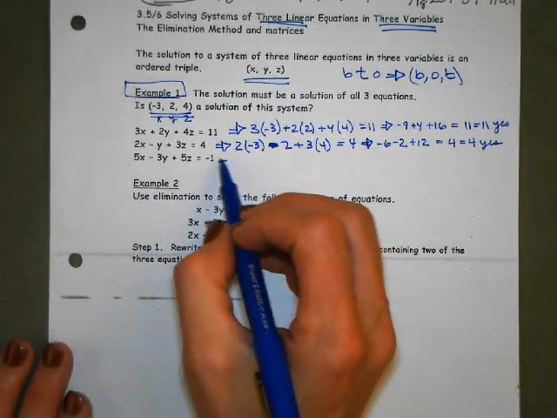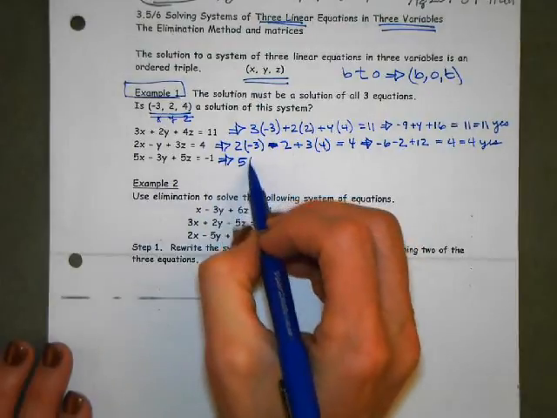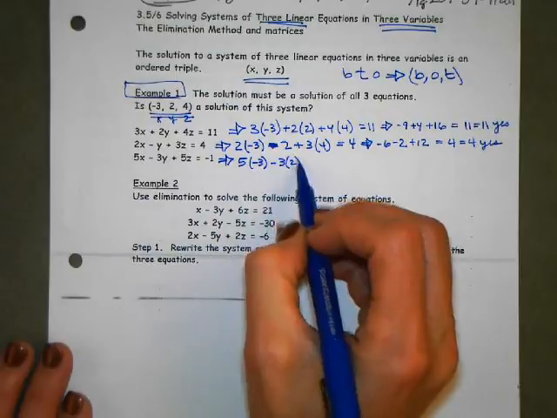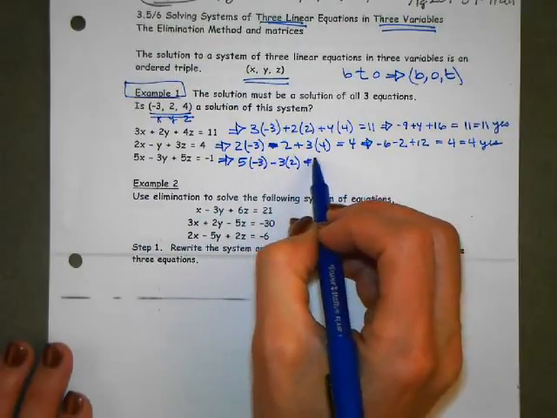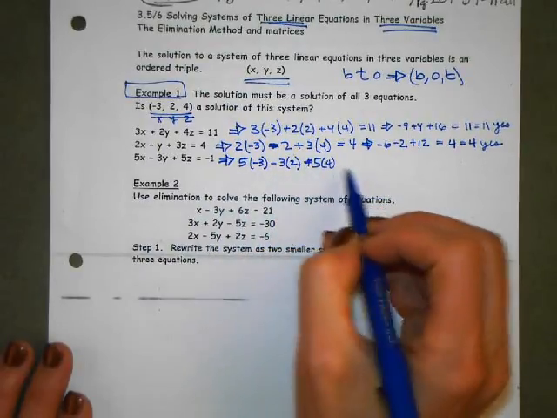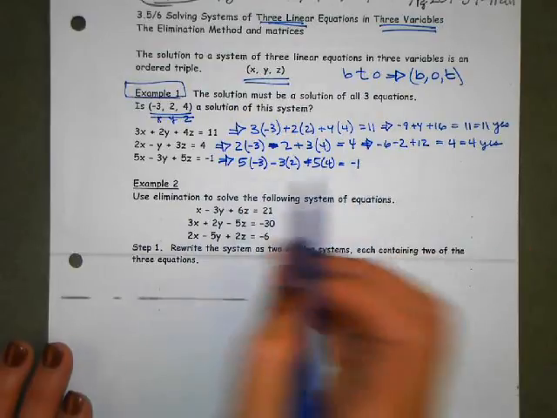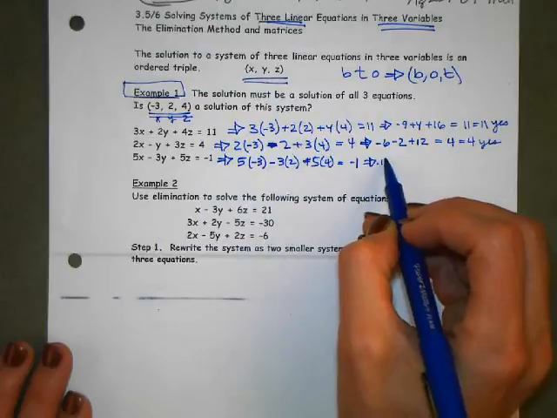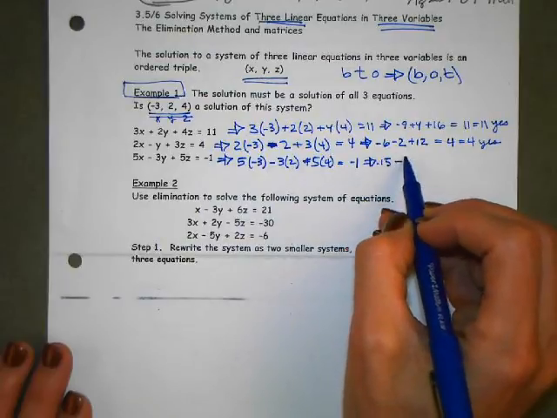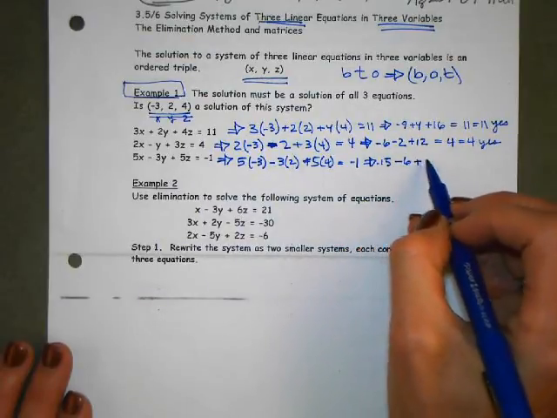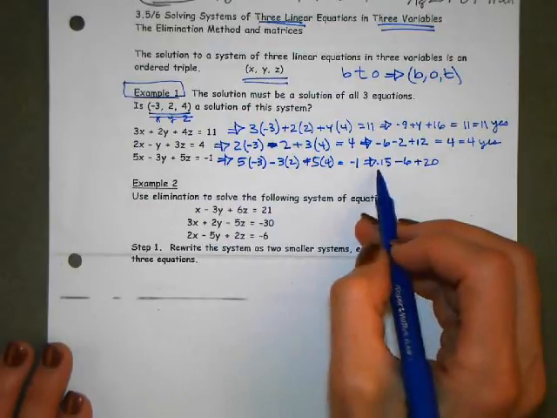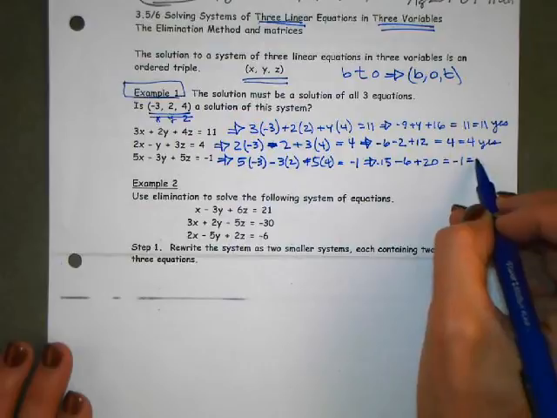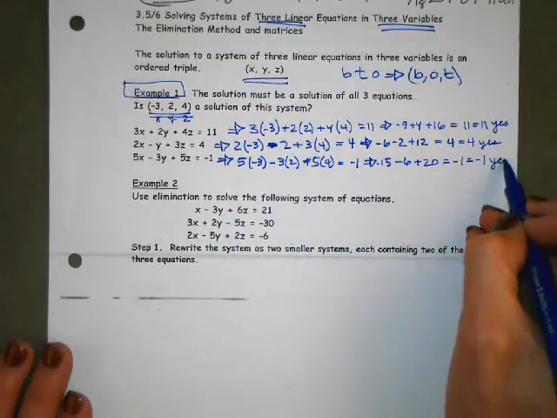Okay, so I do it for the third one. 5 times the negative 3 minus 3 times 2 plus 5 times 4 equals negative 1. So I solve for the left side. That is negative 15 minus 6 plus 20. So that's minus 21 plus 20. That equals negative 1. Negative 1 equals negative 1, so that's a yes.